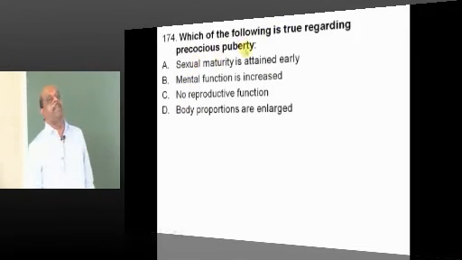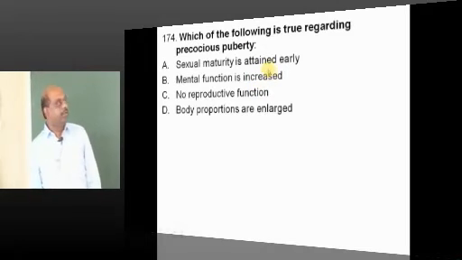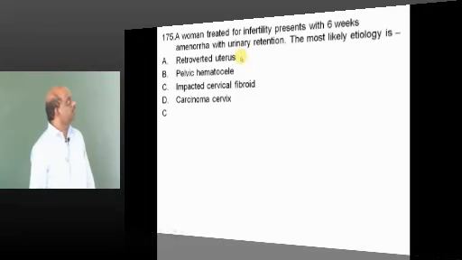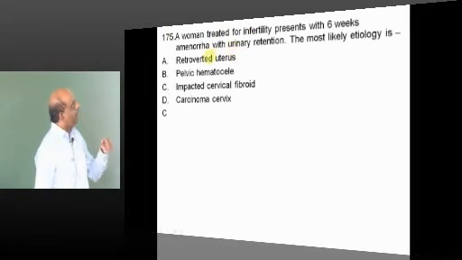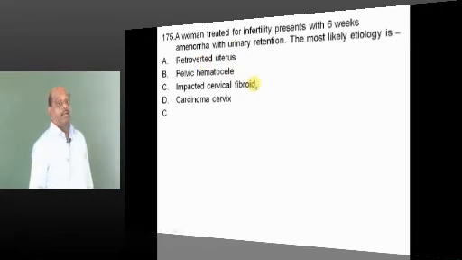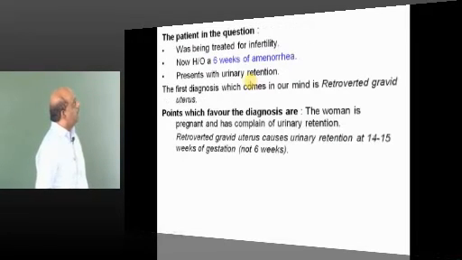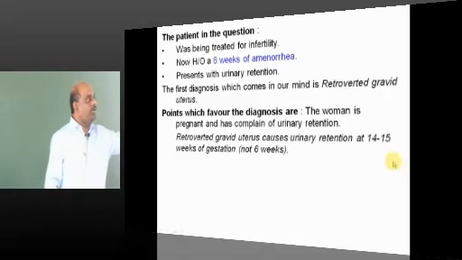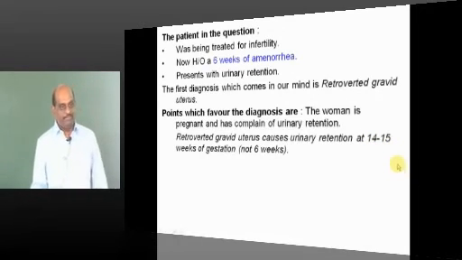Then, clue regarding precocious puberty: maturity is attained early, and the age is important. Six weeks amenorrhea, urinary retention. Fibroid hemorrhage. Why is it not retroverted uterus? Retroverted uterus, if it leads to retention, needs to grow up to 14 to 15 weeks of gestation. But here only 6 weeks amenorrhea was given.